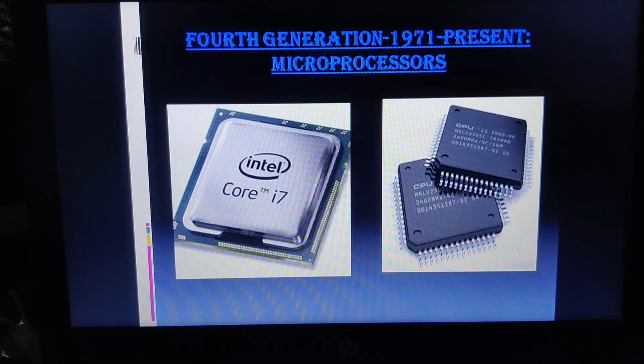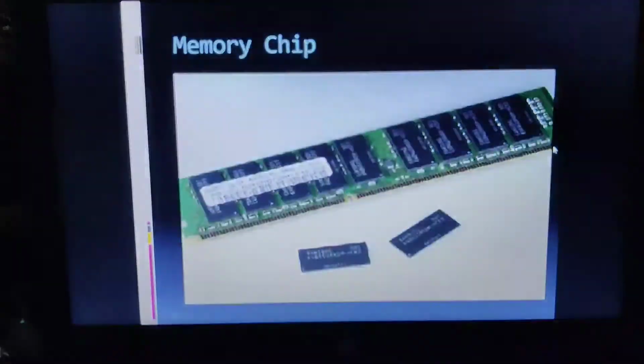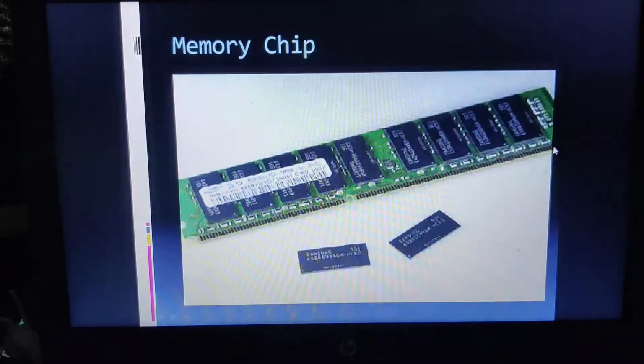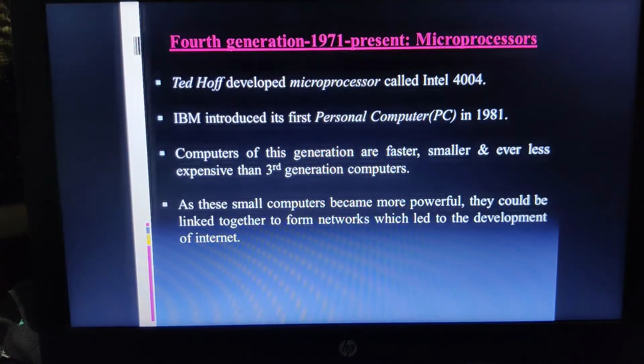He was actually working with the IBM company. This IBM company introduced the first ever personal computer system in the year 1981. So in the fourth generation, they were using the personal computer. Personal computers means our desktop computers or laptop computers.